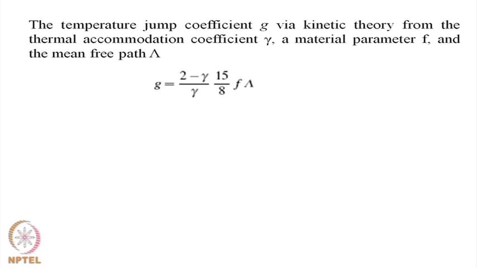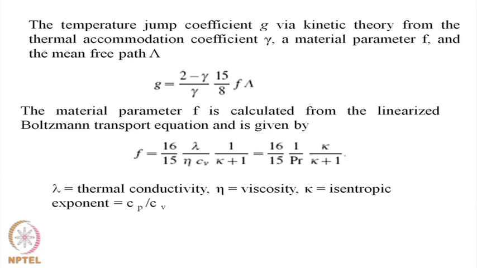the interface. Now, this temperature jump coefficient G can also be obtained via kinetic theory from the concept of the thermal accommodation coefficient, a material parameter which is denoted by F, and the mean free path. So, G is 2 minus gamma, where gamma is the accommodation coefficient, times F, whose formula is given, and the mean free path. Once we have the value of G, then the temperature jump at the interface can be evaluated.